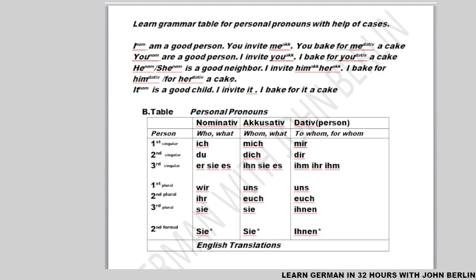Okay, and I invite it. Whom do I invite? The answer is it, in German, es. Once again, it looks the same. So, accusative. I bake for it a cake. For whom do I bake a cake? The answer is for it, in German, ihm. So ihm is dative. Now, as you can see, in German, for him is ihm and for it is ihm. They both look the same.